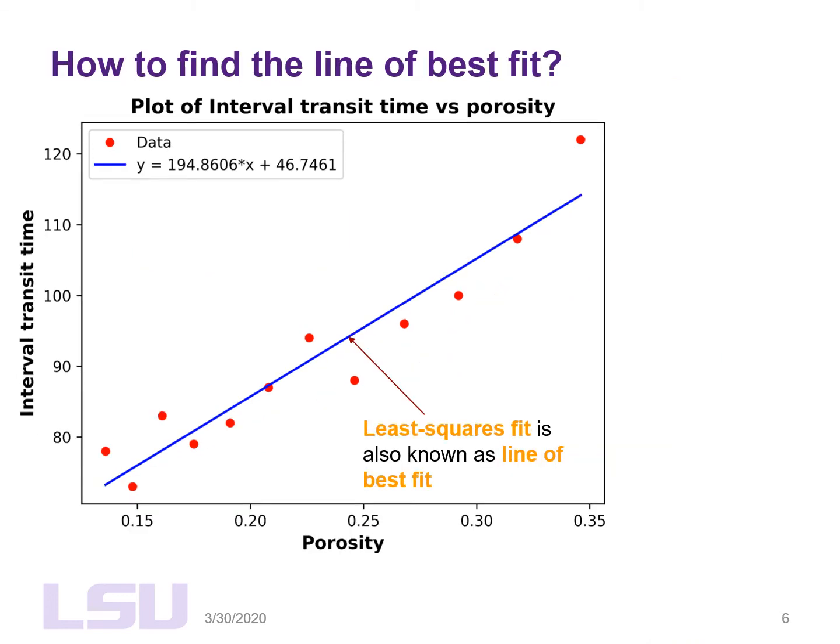So how do you find the least square fit, which is also known as the line of best fit? How do you find it? I already explained at the beginning that this is called least square fit because we minimize the square of the error. So least squares, minimum of squares error. And the way we do that will be illustrated here. So we pick this point right here.